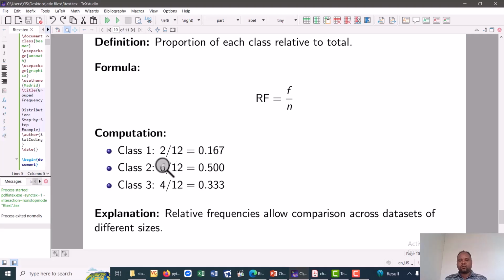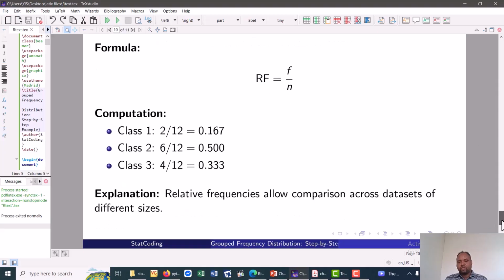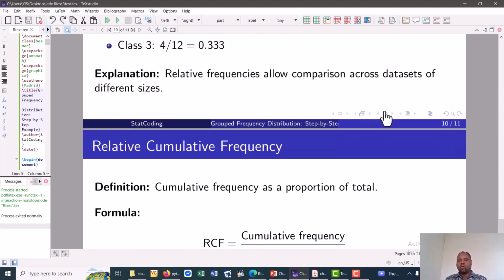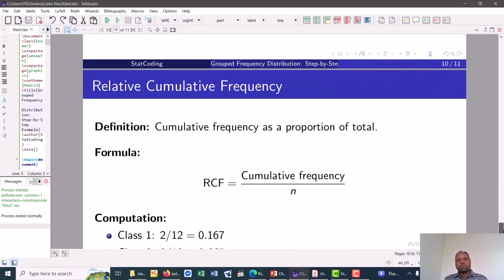So the relative frequency for the first class is 2 divided by 12. This denominator is the same, which is the total of the students, whereas these 2, 6, 4 are the respective frequencies of each class. So these are nothing but the relative frequencies. Relative frequencies allow comparison across data sets of different sizes. Similarly, we can also calculate relative cumulative frequency, the cumulative frequency as a proportion of total.